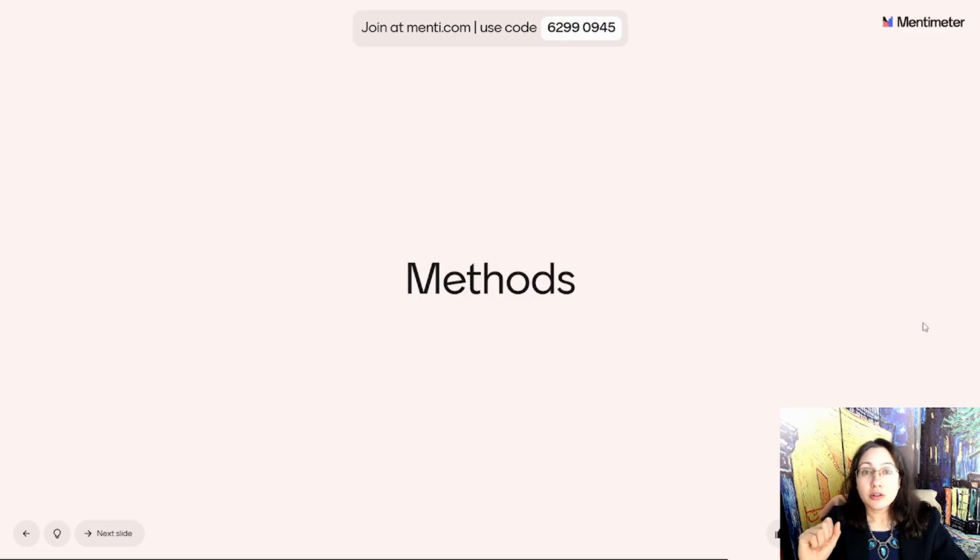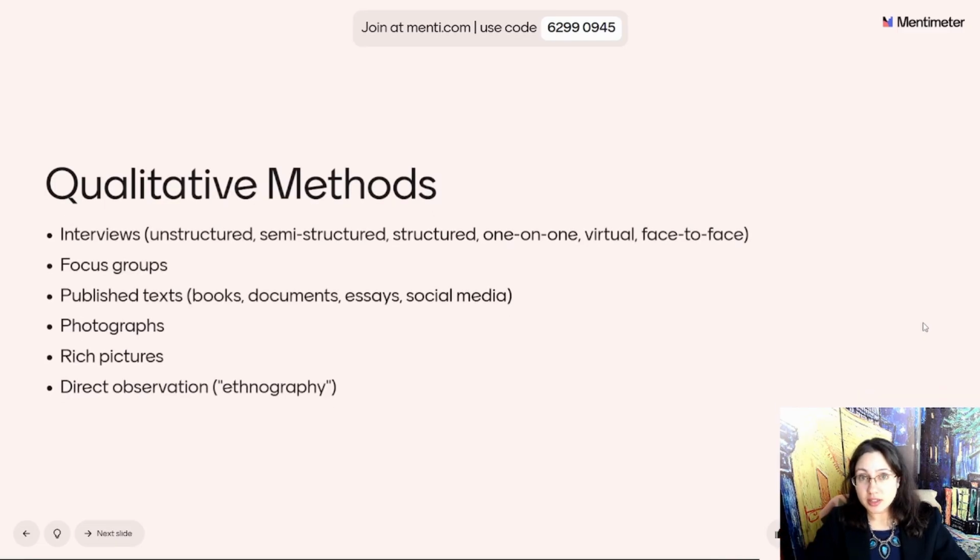Now, narrowing things a little bit into methods, there are many methods, as I alluded to in the beginning. Some of the more common ones include interviews, and there are different kinds of interviews. There's unstructured, where you start with a general prompt and then follow the interview where the participant takes it. There's semi-structured, which is you have an interview guide, but you can deviate from it. You have structured interviews where you don't deviate from the interview guide. You can have one-on-one, two-on-one if you're doing it with a couple, virtual, face-to-face. There are different options for interviews.